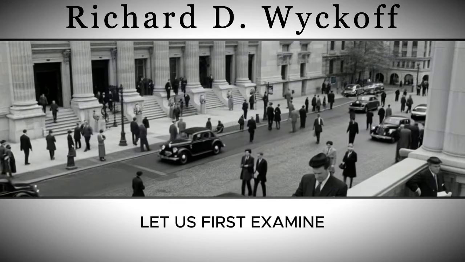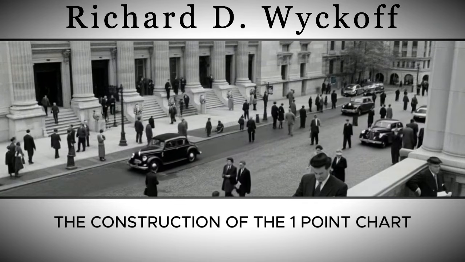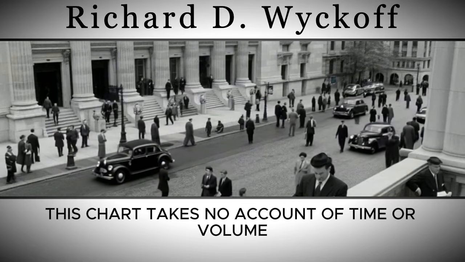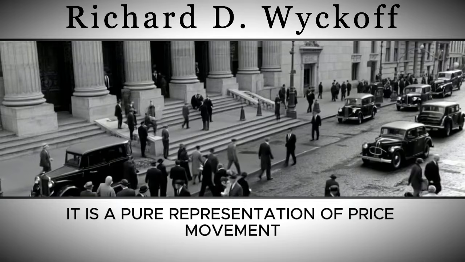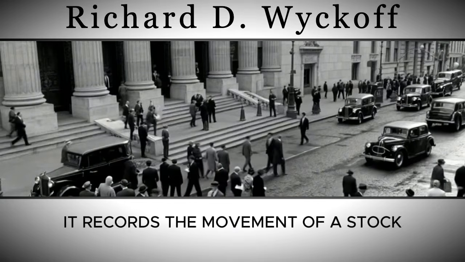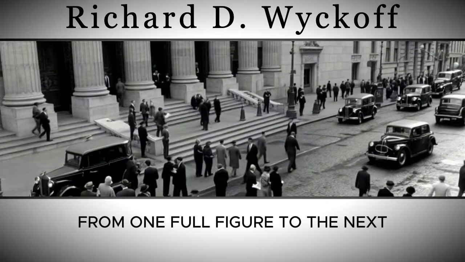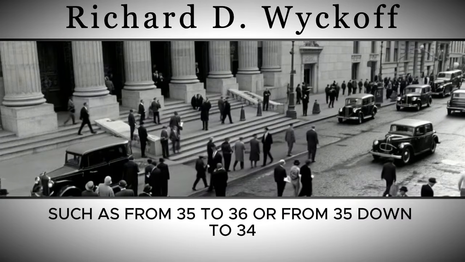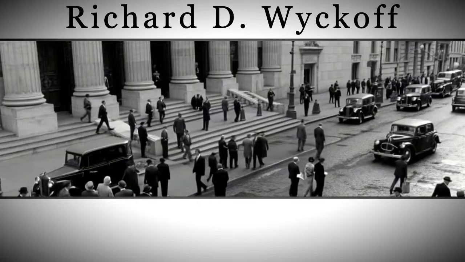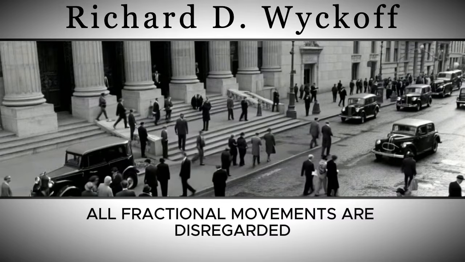Let us first examine the construction of the 1-point chart. This chart takes no account of time or volume. It is a pure representation of price movement. It records the movement of a stock from one full figure to the next, such as from 35 to 36, or from 35 down to 34. All fractional movements are disregarded.